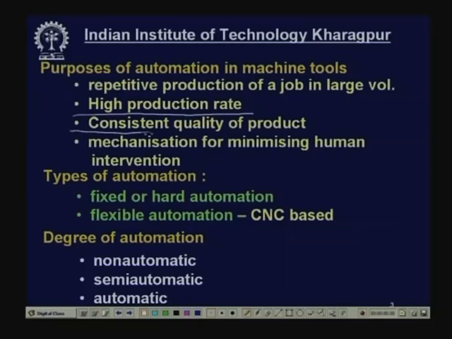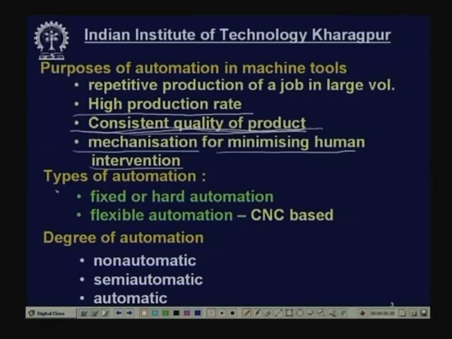Then consistent quality of the product. While manufacturing, the quality of the product has to be maintained consistently throughout the volume of production, and it must not fluctuate. Then mechanization for minimizing human intervention. The human involvement has to be minimized, and thereby we can also reduce the consequences of human intervention, that is mistakes, faults, emotions and exaggerations, all these things.